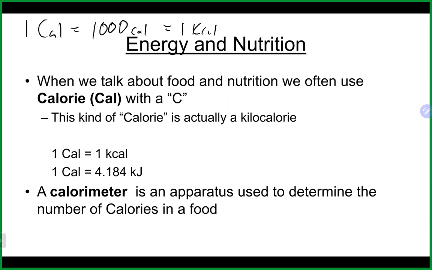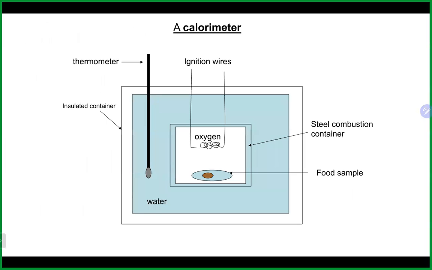So let's take a look at one of those there. We'll just go with our cookie here. There's some oxygen. You make a spark, the cookie catches on fire. This is all a nice insulated container, with a thermometer. So as this cookie or whatever starts to burn, it's going to give off heat and energy to the water that's surrounding it. It's going to cause a change in temperature.